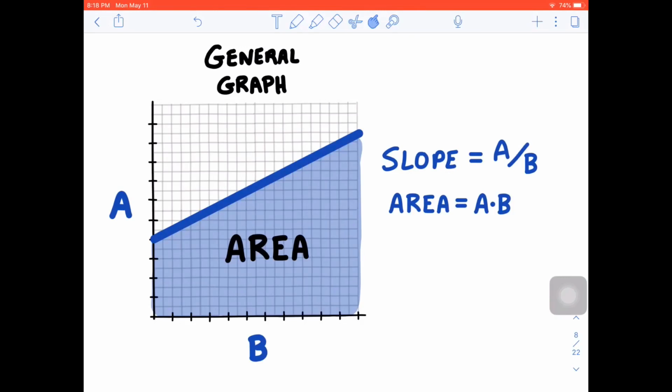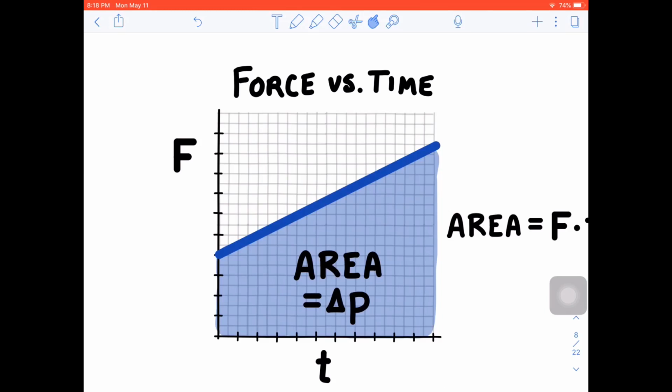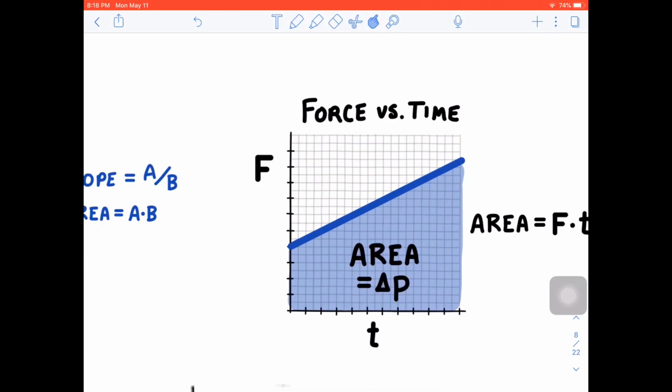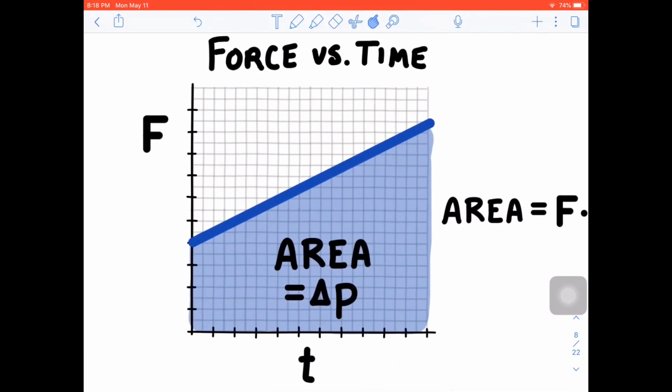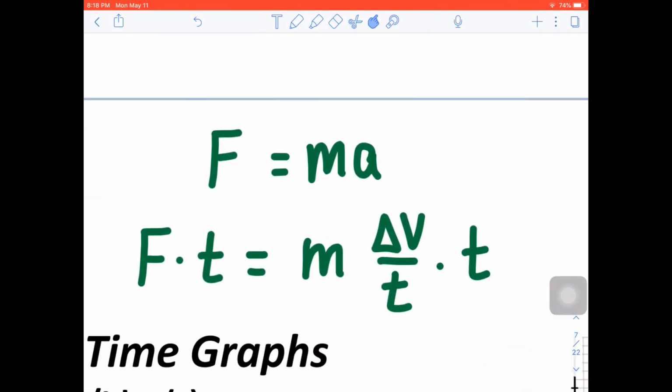You want to ask yourself if those things have any physical meaning. In this case, we've got force for the y-axis and time for the x-axis. So if you ask yourself, does force divided by time mean anything? And does force times time mean anything? Well, let's take a look at what we know about force and time. We know that force is related to time because time is in this acceleration term. It's change of velocity divided by time.